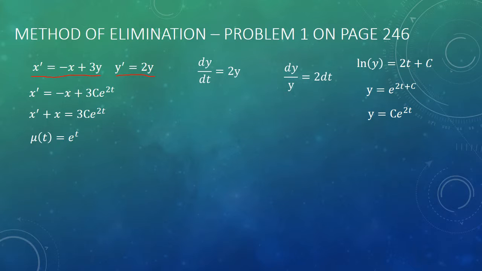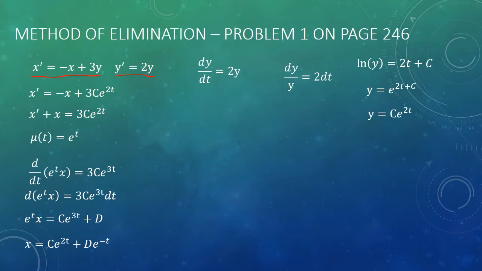In our case, the integrating factor is e to the t. I multiply that by both sides of the equation, and it comes out to be this. And then again, now it's a separable equation, and so I solve it. It looks like this. I solve for x, and now I have my x.